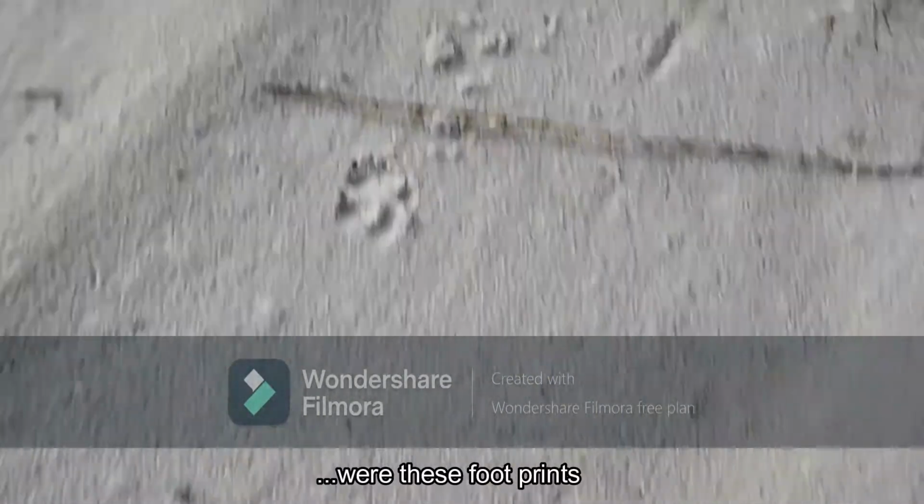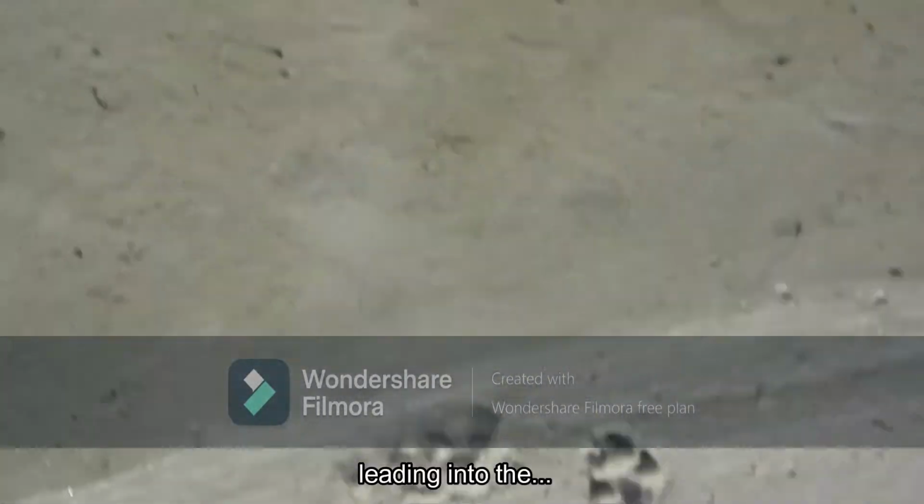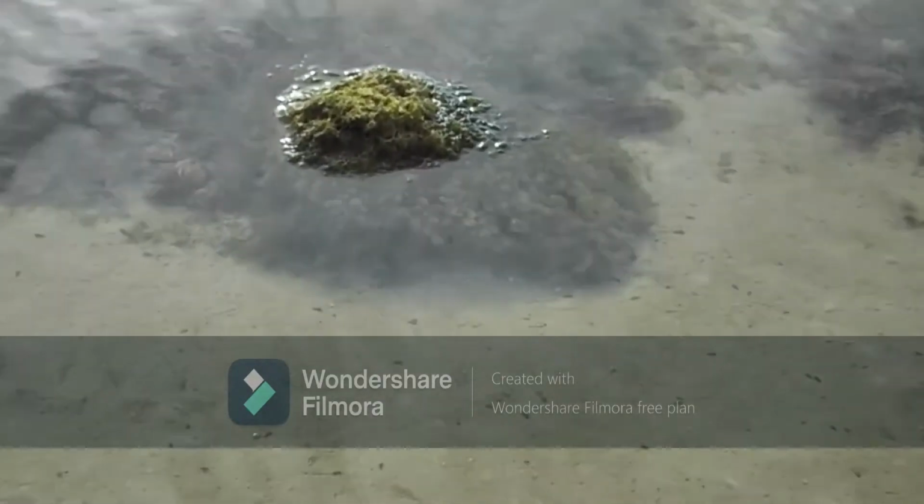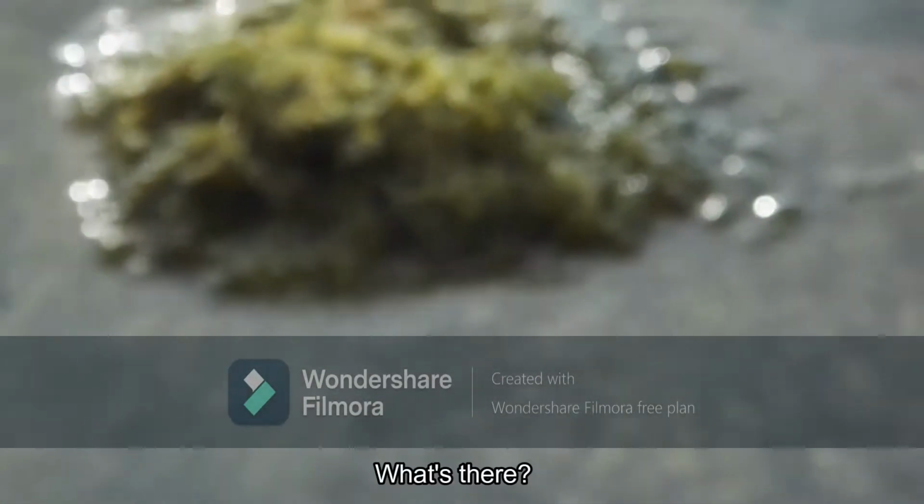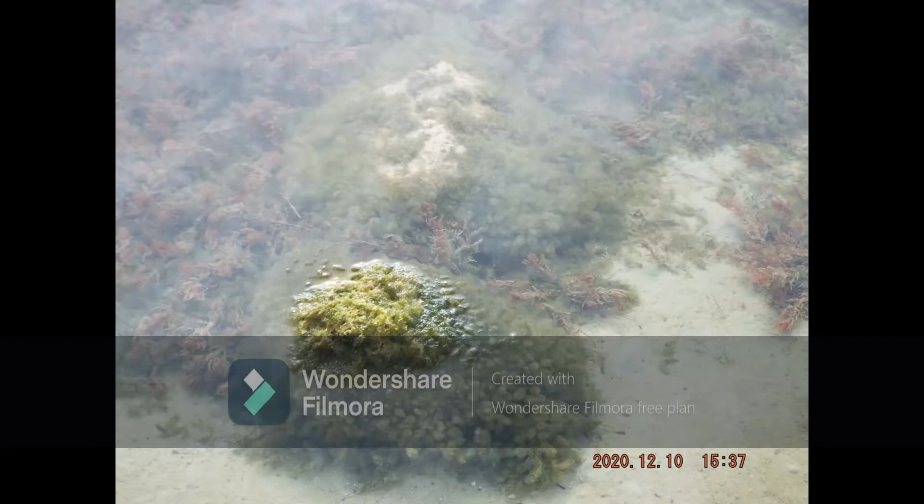Why were these footprints leading into the water? What? What's there? No. It couldn't be.